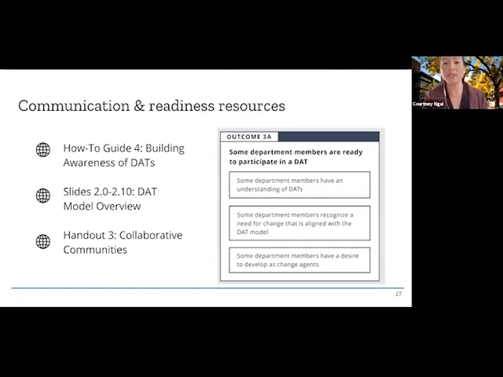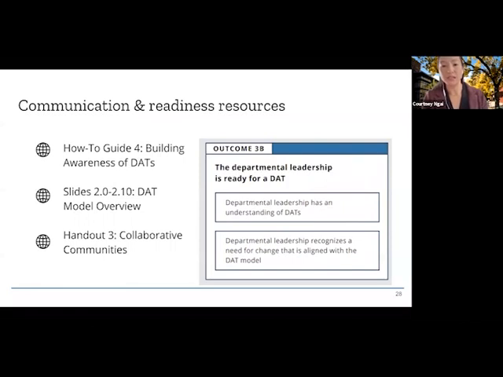On the right there, you'll see I have outcome 3A. Again, this is part of the theory of change. This outcome is that some department members are ready to participate in a DAT, and these resources can help you prepare for that outcome. On the next slide, you'll see that the resources are the same, but we have a different outcome listed: the departmental leadership is ready for a DAT. Again, these resources will help you achieve outcome 3B.